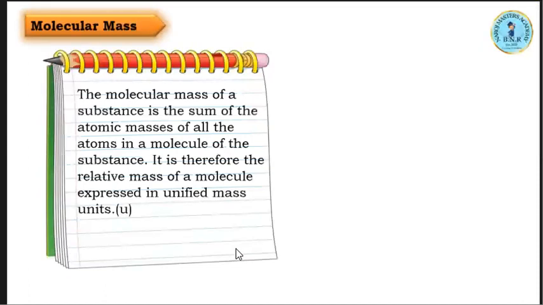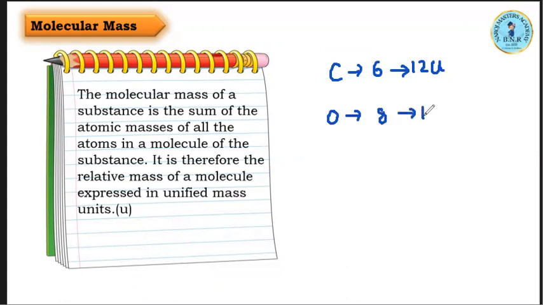Molecular mass. The molecular mass of a substance is the sum of the atomic masses of all the atoms. For example, if I ask you to find the atomic mass of carbon, you know the atomic number of carbon is 6, its mass is 12. Is it right? What is the mass of carbon? 12 units. Now, if I ask you the mass of oxygen, you know very well oxygen's atomic number is 8 and its mass is 16 units.